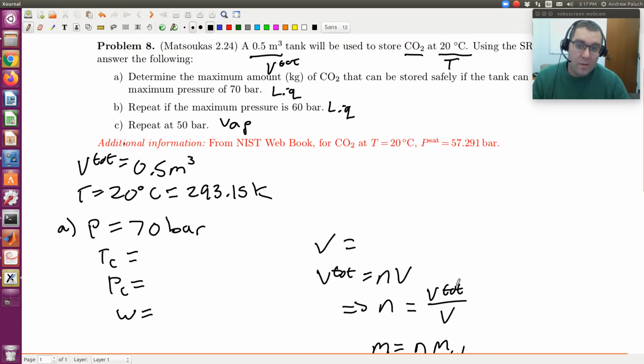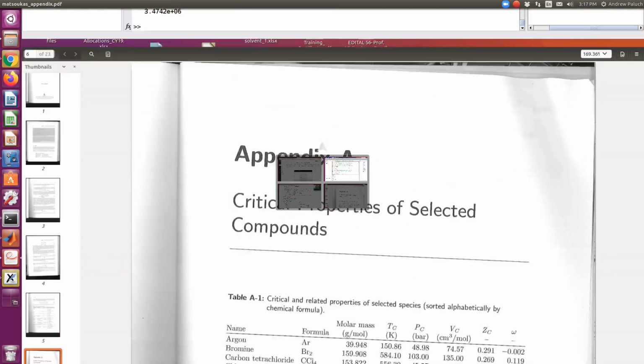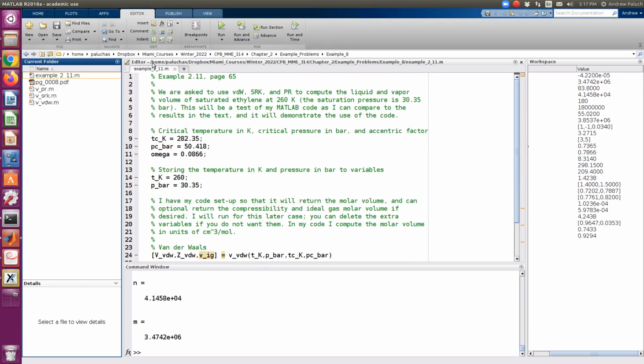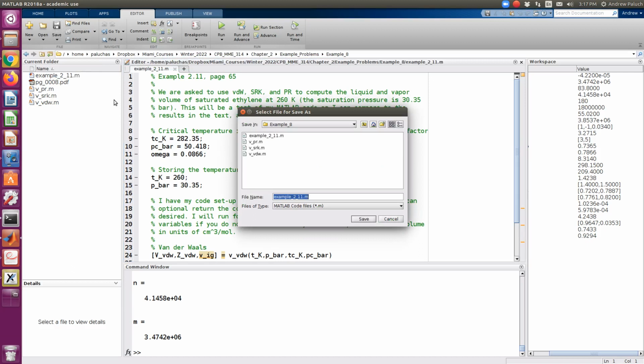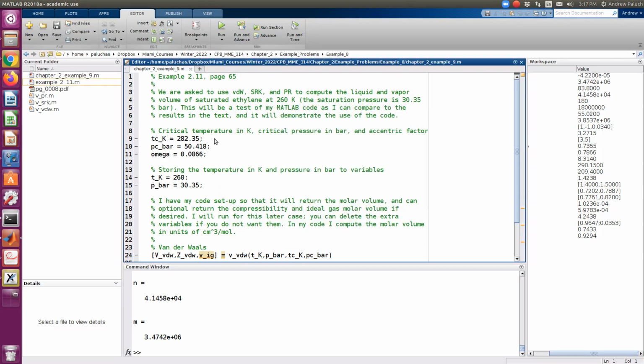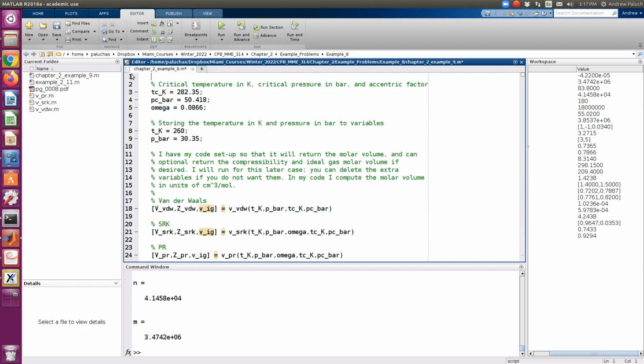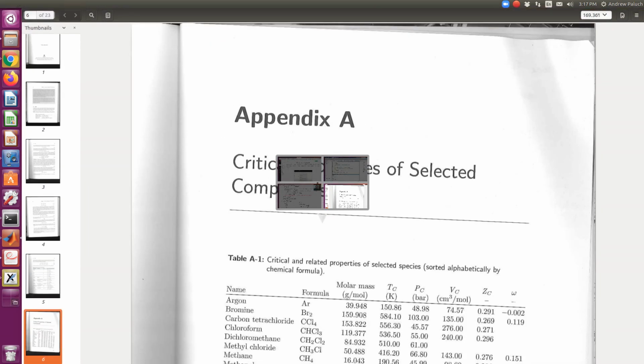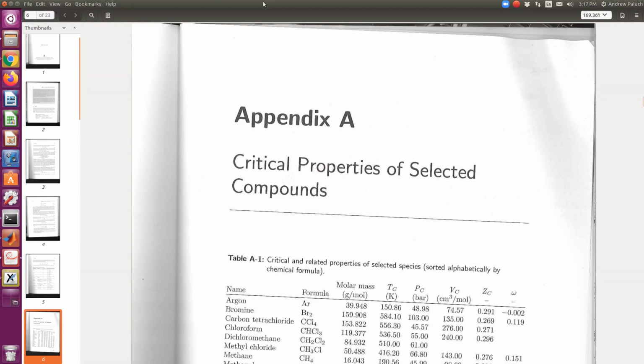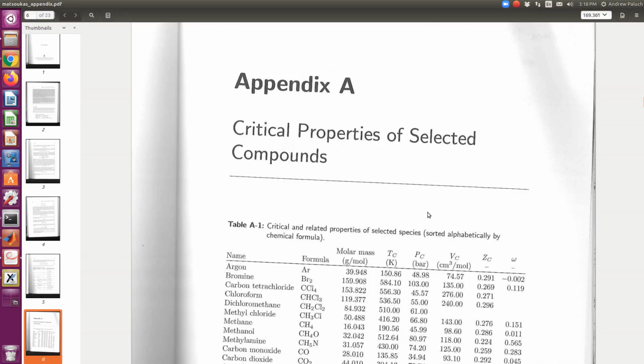And then we'll repeat. Okay, so right now I have the MATLAB code open that I posted, which is based on example 211. Just to demonstrate how I'm going to go about this, I'm going to save this as chapter 2, and I'm calling this example 9. Okay, all right, and I'm just going to clean it up. So in this problem, we're dealing with CO2, carbon dioxide. So I'm going to need to go look up critical temperature in Kelvin, critical pressure in bar, and my eccentric factor. And that can be found in the appendix for our text.